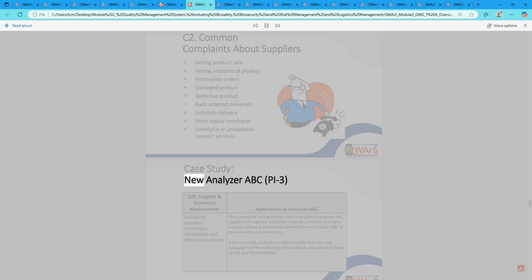Case study, new analyzer ABC PI3. QC supplier and inventory requirement application to analyzer ABC: evaluating suppliers, contractors, consultants, and referral laboratories. The automated testing section supervisor plans to evaluate the suppliers of reagents, calibration materials, controls, and other supplies related to performing examinations on analyzer ABC at 3 months and 6 months. If the 6-month evaluation is still favorable, then the next evaluation will be made when the contracts are due for renewal at 1 year from initiation.